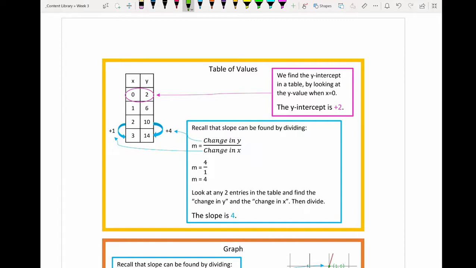If you wanted to as well, again, you don't have to use points that are side by side because you may not be able to find those, or the table may not give them to you. So say we're going from 2 to 14, we're increasing by 12, and from 0 to 3, we're increasing by 3. So the change in y in this case is 12 over the change in x, which is 3. 12 divided by 3 is still 4. So regardless of which 2 points you use, you'll still get the same answer. In this case, 4.